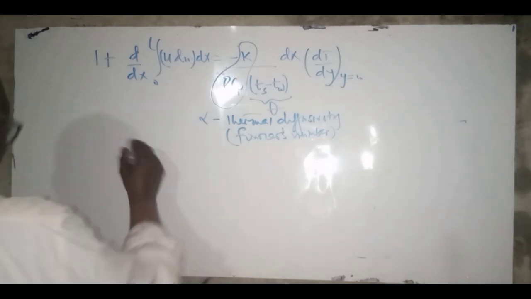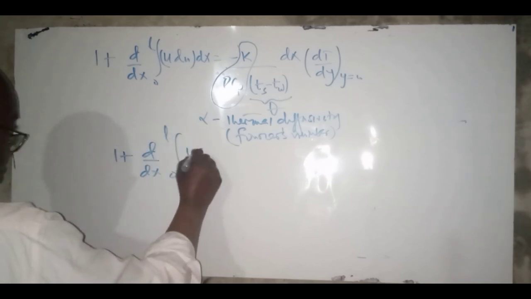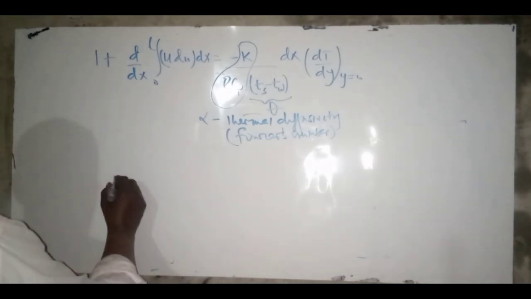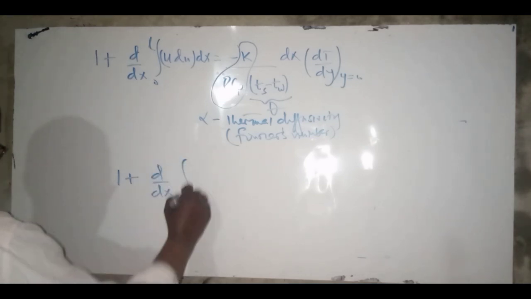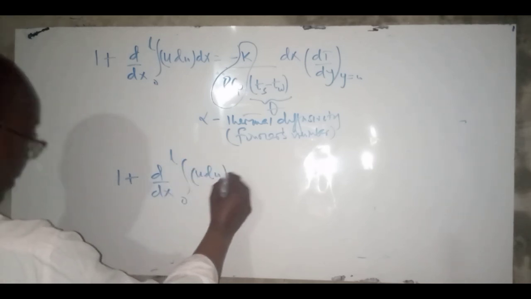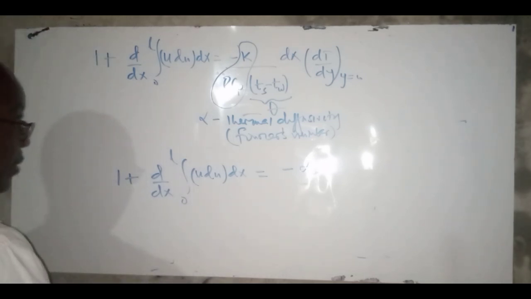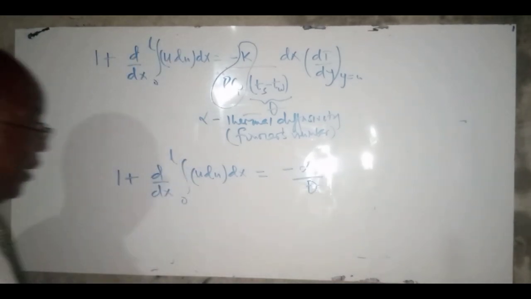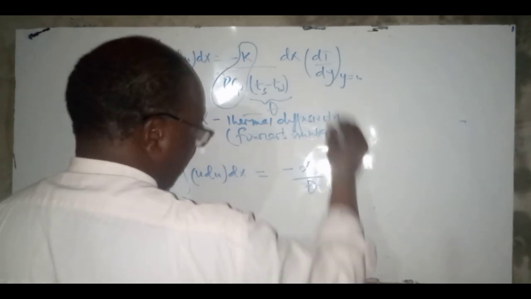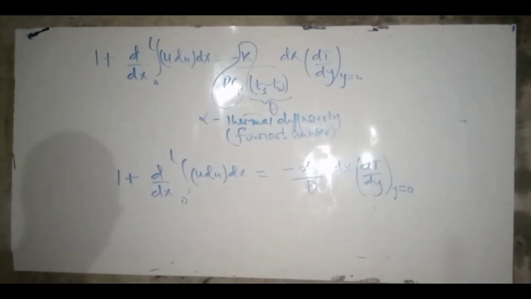And so, what are we saying? We're saying that 1 plus d/dx of the integral from 0 to L of u du dx is equal to minus alpha, that is the thermal diffusivity, over theta, which we have already said is that difference there, dx, dT/dy.